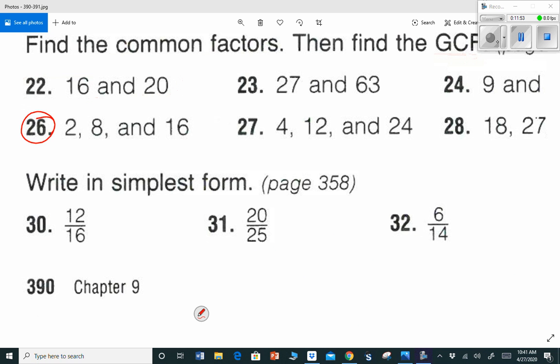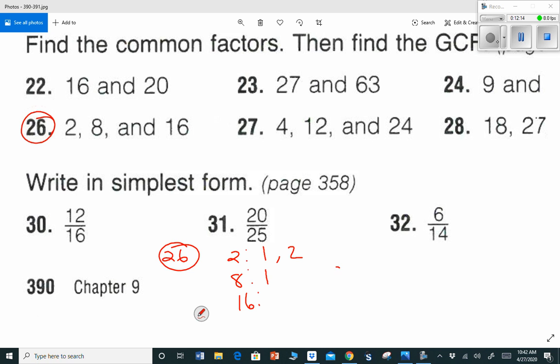Let's go ahead and do number 26. Again, I need more space down here. Need to be writing all of this down. 2, 8, and 16. The factors of 2 are 1 and 2. That's the only multiplication problem that makes 2 that is made of whole numbers.